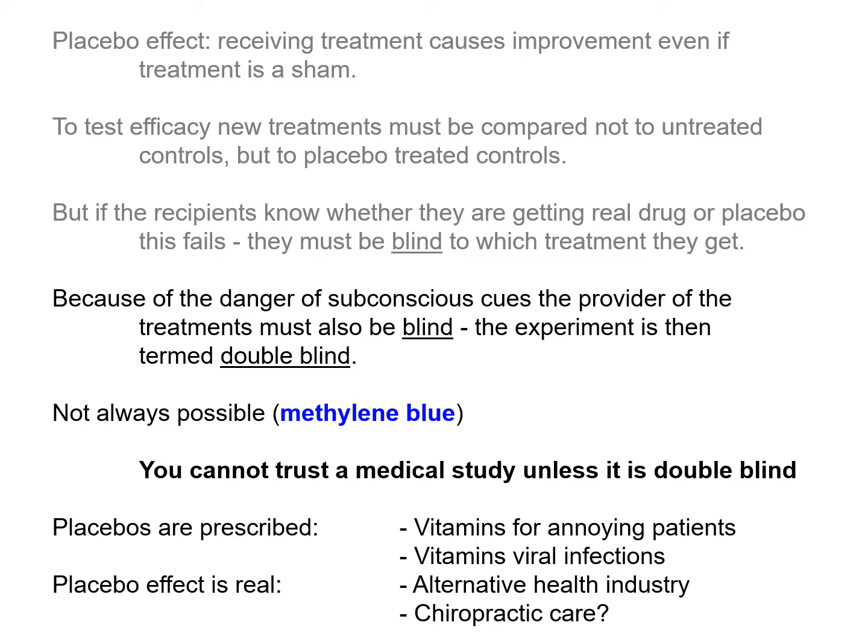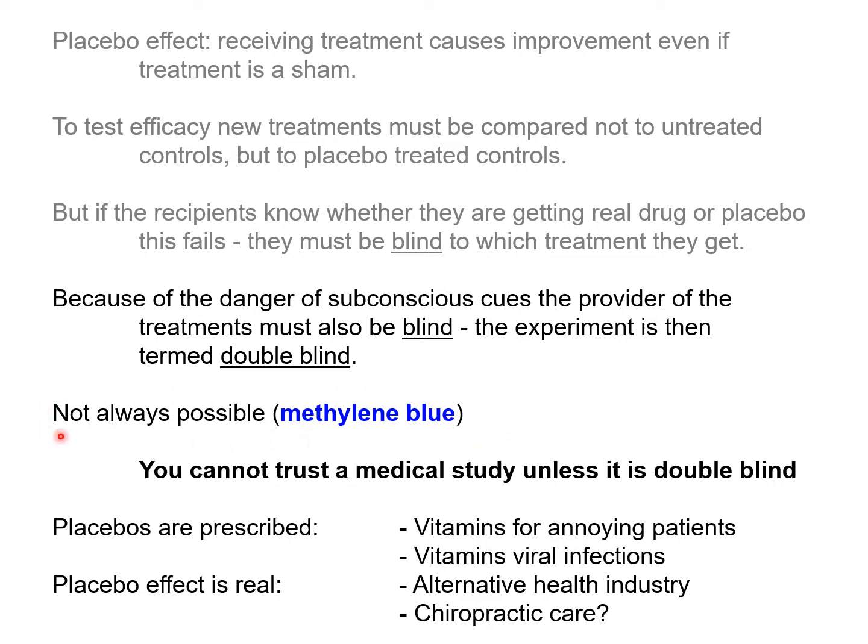Otherwise, that means the patient might know if it's the placebo or the actual drug, no matter how hard the person giving it to them tries to prevent that. So for this reason, both the person getting the drug has to be blind, and the person providing the drug has to be blind, and that creates something called a double-blind experiment. And essentially, in order to have an experiment that successfully eliminates the possibility of the placebo effect, it must be double-blind.